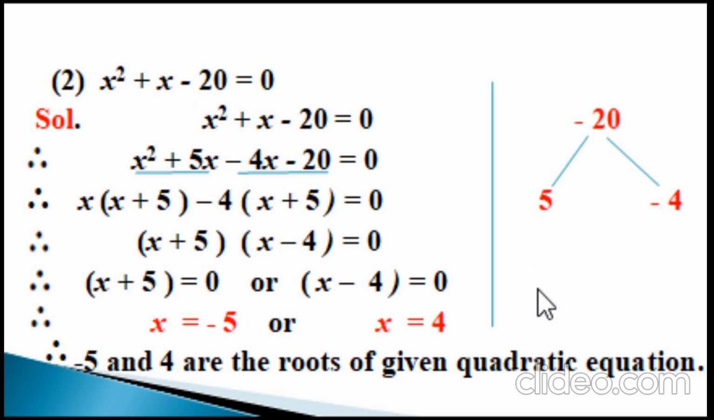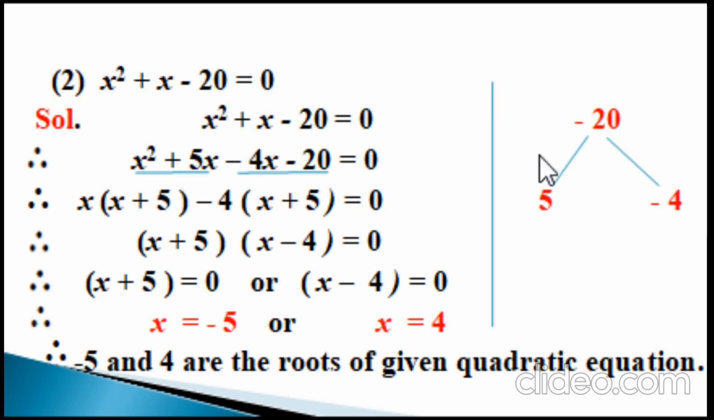Question number 2. x square plus x minus 20 is equal to 0. Here a is 1, c is minus 20. So product is minus 20 and addition or subtraction is plus 1. So the numbers are 5 and minus 4. 5 fours are 20.